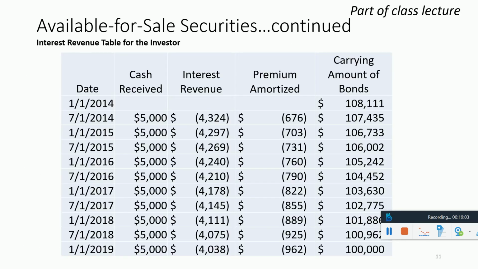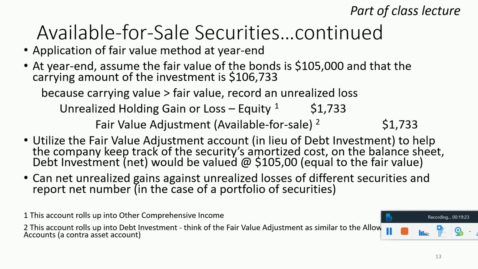So if we come back here, at the end of 2014, which is the very beginning of 2015, you'll notice that the carrying amount of the bonds is $106,733. That's the carrying amount, so that's what's currently on the balance sheet. However, for available for sale securities, we need to adjust them to fair value at the end of each year. And we are told that the fair value is $105.